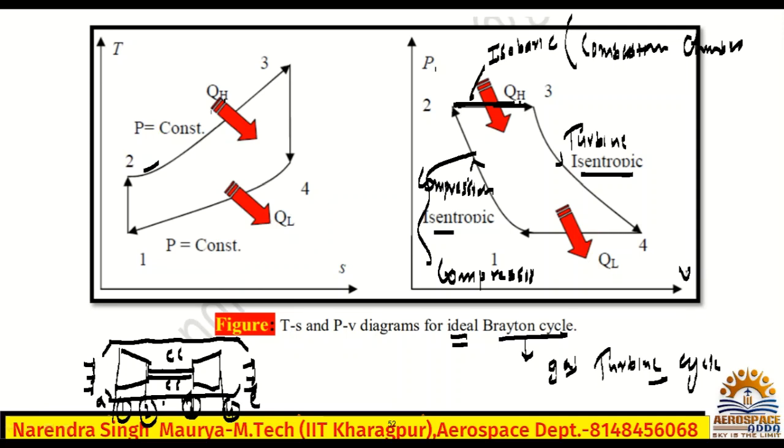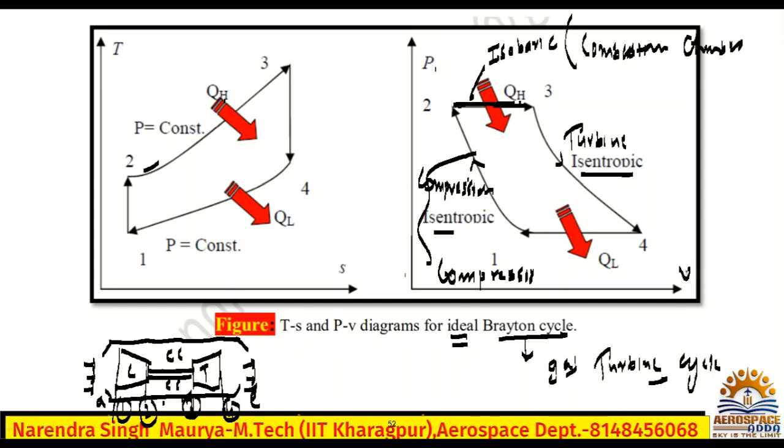I hope you all got the answer. So always remember, compression and expansion for the ideal cycle always take place in an isentropic process. Combustion chamber heat addition and heat rejection will always take place in an isobaric process. So in the combustion chamber you have to say isobaric process. Combustion always occurs in an isobaric process, and compression and expansion in the compressor and turbine respectively will be isentropic processes.